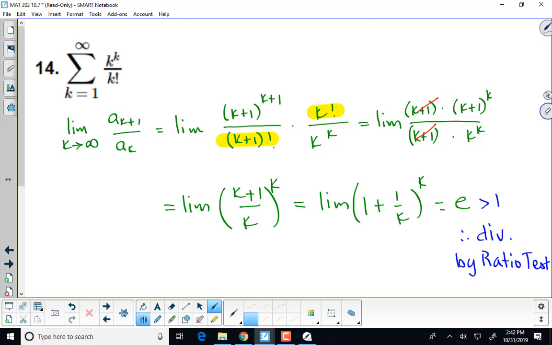Okay, so we have that growth chart model, and we could have heuristically said, oh, the k to the k goes to infinity faster than the k factorial, so this must diverge by the divergence test. But that's not very mathematical. If we can do this mathematically, we want to do it. And so we can do this very easily with the ratio test, and show that it diverges.